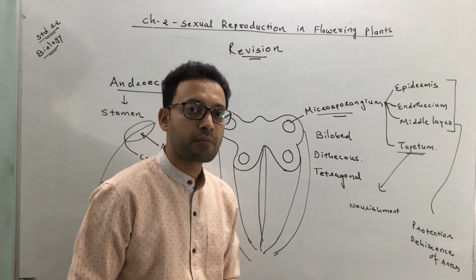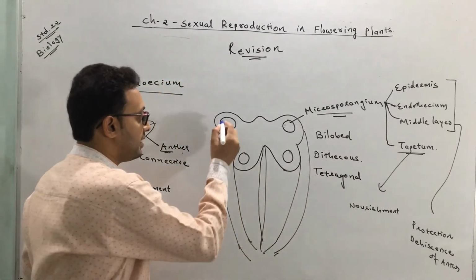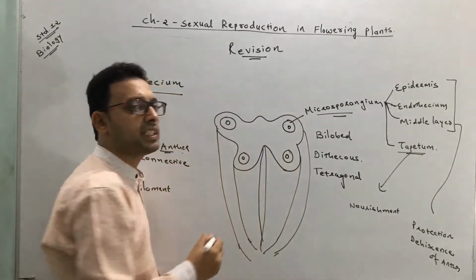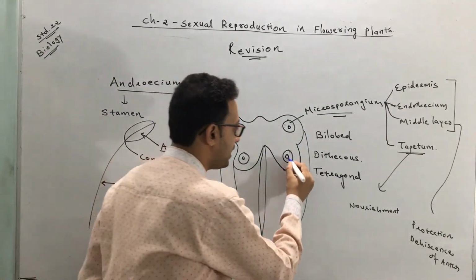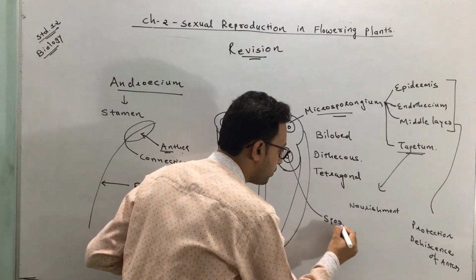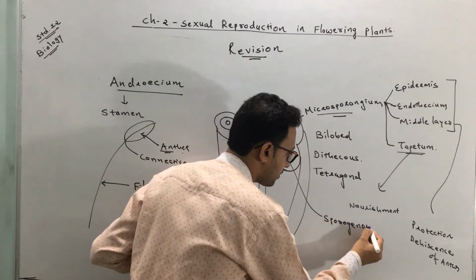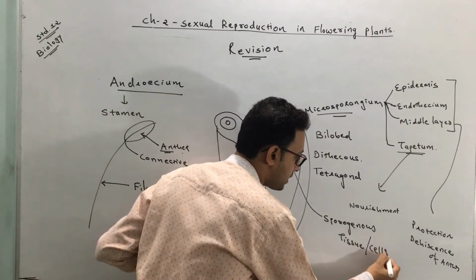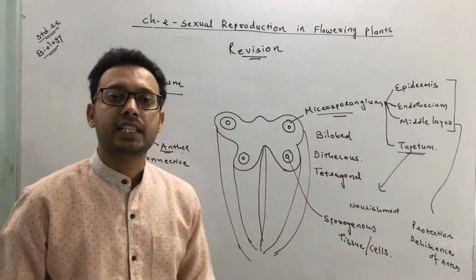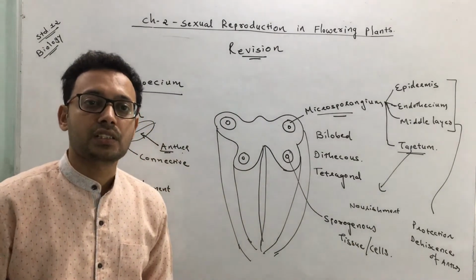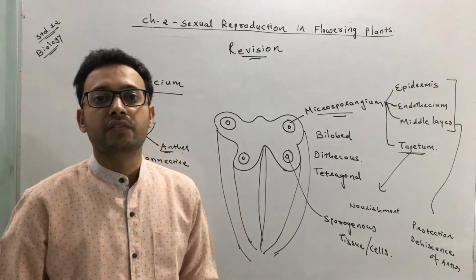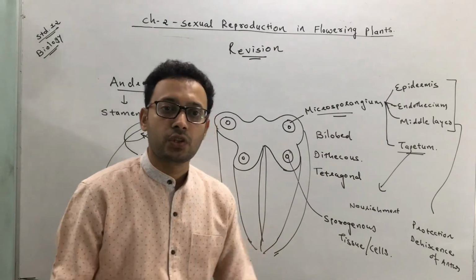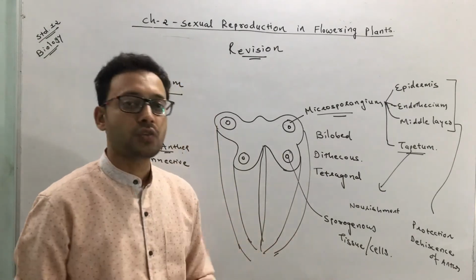developing cells. Okay, when this anther is young, in the center of this microsporangium, it contains homogeneous cells. These homogeneous cells are called sporogenous tissues. Or you can also call it a group of cells, so that's why we call it tissue, or the cells can also be referred to as sporogenous cells. The cells present in the center, which are uniform or homogeneous, are called sporogenous tissue or cells.